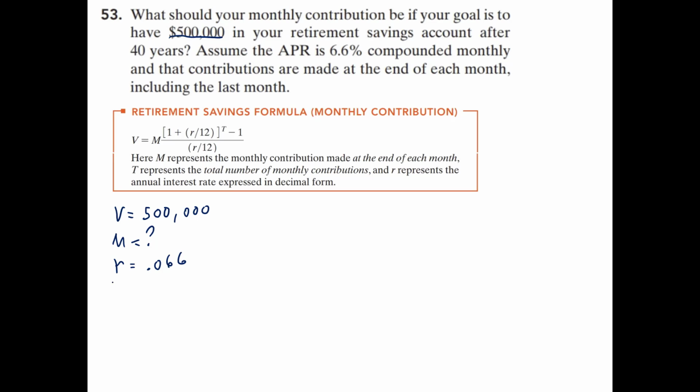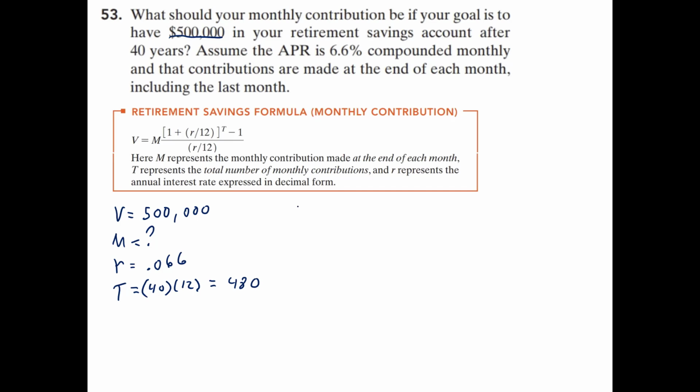And T represents the total number of monthly contributions. So we have 40 years, but it's 12 times per year because we want the number of contributions, not the number of years. So 40 times 12 is 480. You're going to make 480 payments. Okay, and then we're off to the races.